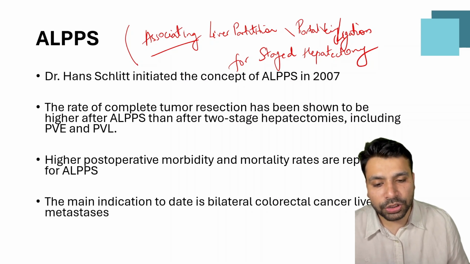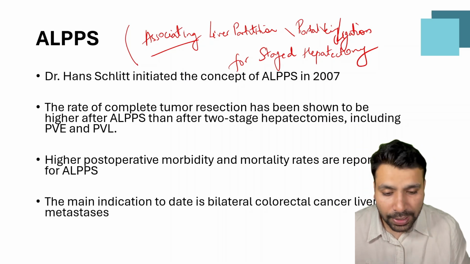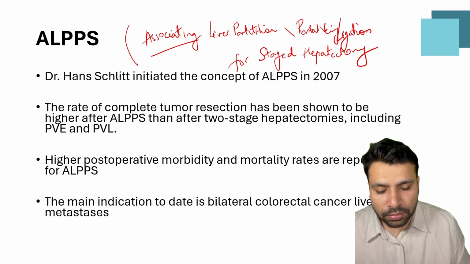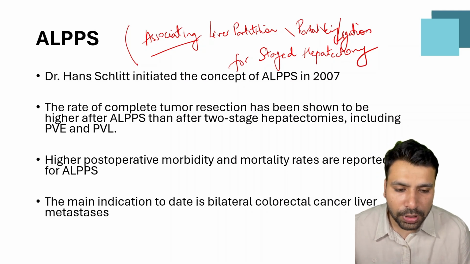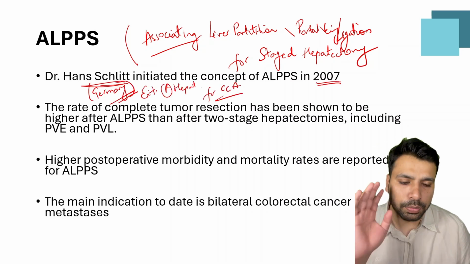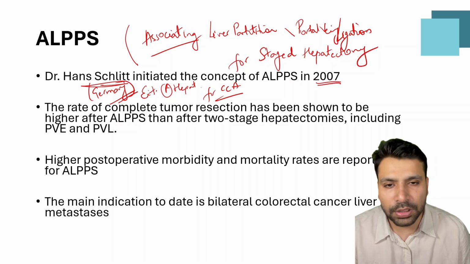Dr. Hans Schlitt is a surgeon in Germany. He was performing a right trisegmentectomy, or an extended right hepatectomy, for cholangiocarcinoma. During the operation, while he was transecting the plane, he had already ligated the portal vein, and he was transecting the plane between segment 2, 3 and segment 4, around the falciform ligament. He found that the FLR he was to leave behind was not sufficient. He abandoned the procedure. He thought that after removing this part, the remnant liver would be this small, and the patient would definitely go into PHLF.